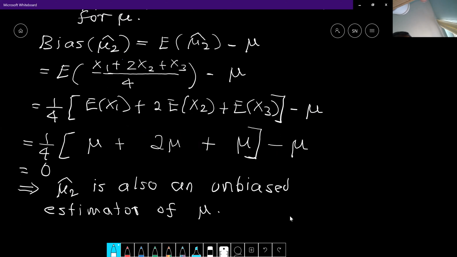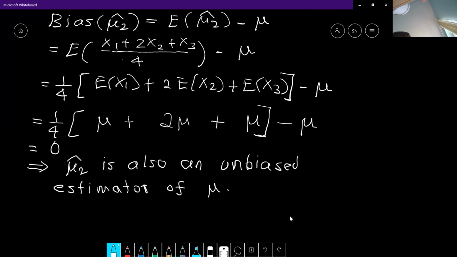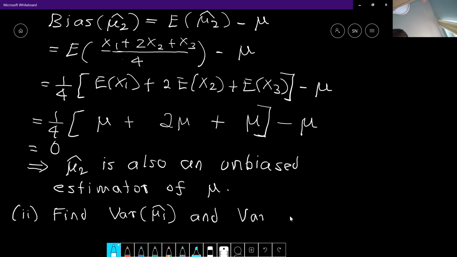Now part 2 of the question is asking you to find the variance. So part 2 of question 1 is to find the variance of the two estimators, right?